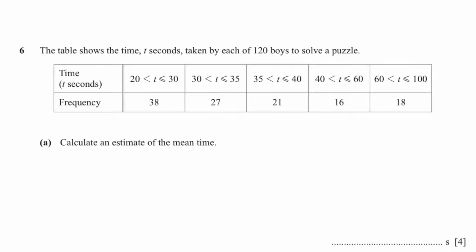The next question. The table shows the time, t seconds, taken by each of 120 boys to solve a puzzle. And we have to calculate an estimate of the mean time. Whenever you have been given class width and frequency, and you are asked to find the mean, you just need to know a few things, and they are very easy, 4 marks. You add 20 and 30 and divide it by 2. Find the midpoint of each number. So 20 plus 30 divided by 2 will be 25. Do that for each group.